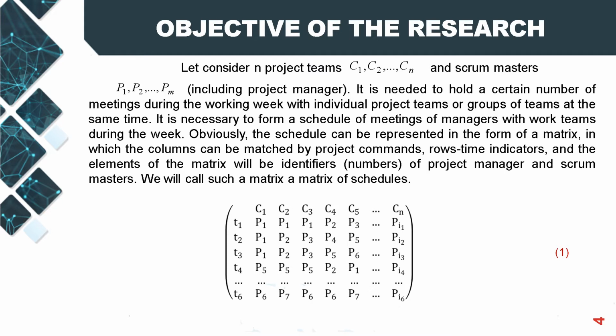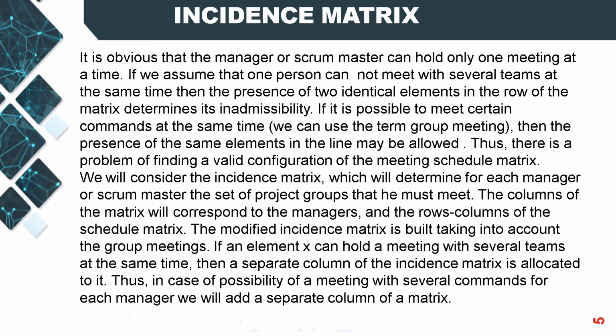Obviously, the schedule can be represented in the form of a matrix. You can see such a matrix in formula 1, where C1, C2, C3 are Scrum Masters, and T1, T2, and so on, are times of a meeting. We have a lot of problems during this schedule construction. It is obvious that a Scrum Master can hold only one meeting at a time.